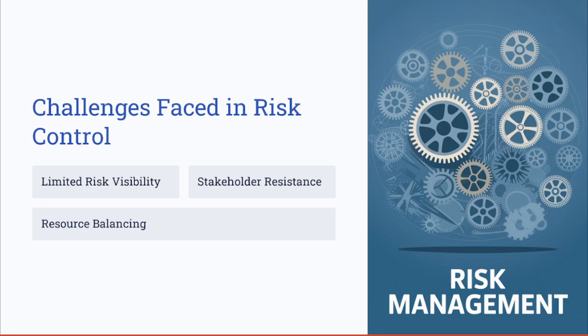Balancing the resources between the ongoing execution and risk control required careful prioritization, emphasizing the need for an agile resource allocation strategy. So these are the common challenges that were faced when doing risk control during the implementation of an IT project.